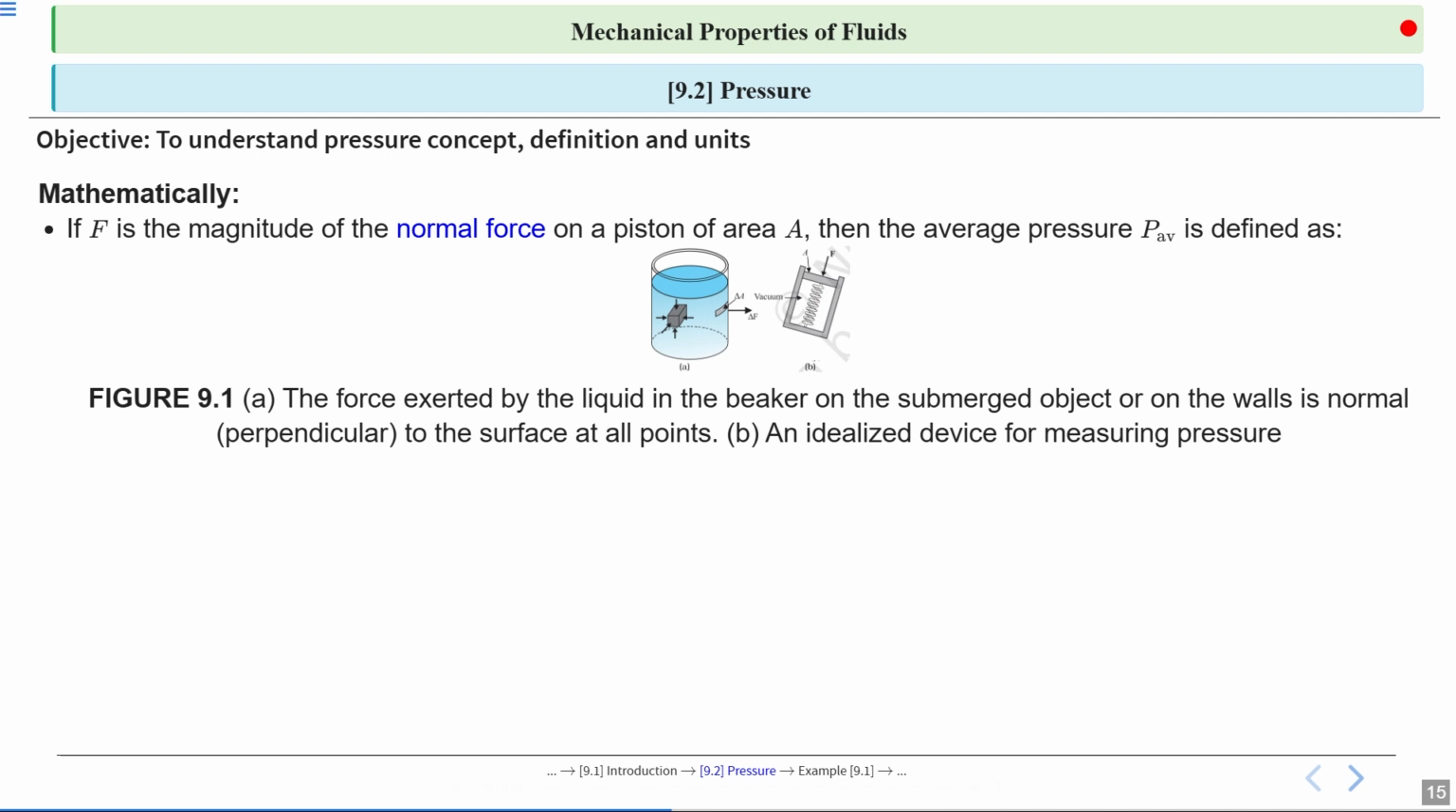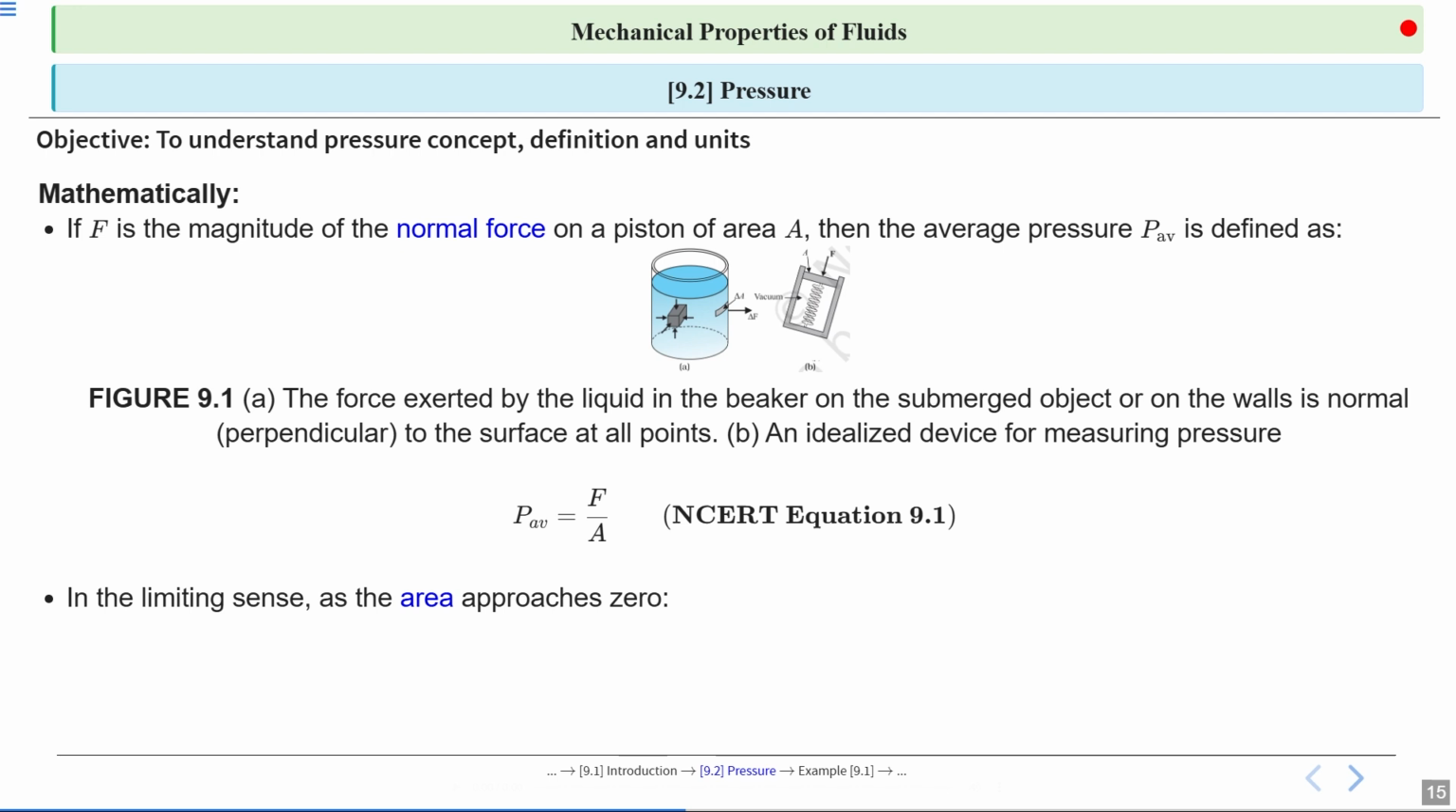This relationship helps us quantify pressure in a practical way. Figure 9.1a here illustrates how pressure is exerted by a fluid on the submerged object or the walls of a container. So the average pressure P average is equal to force upon area.